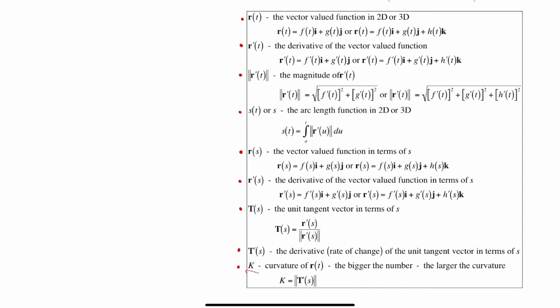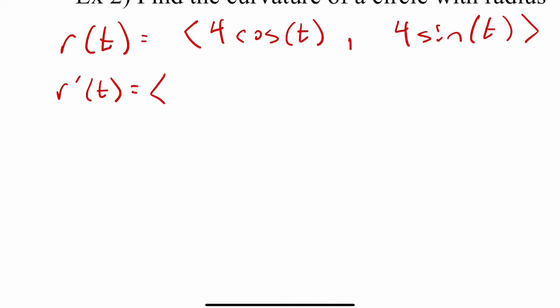Okay, so now we've found R of t, so that first step is done. Next, we find R prime of t. The derivative of 4 cosine t would be negative 4 sine of t. Derivative of 4 sine t would be 4 cosine of t.